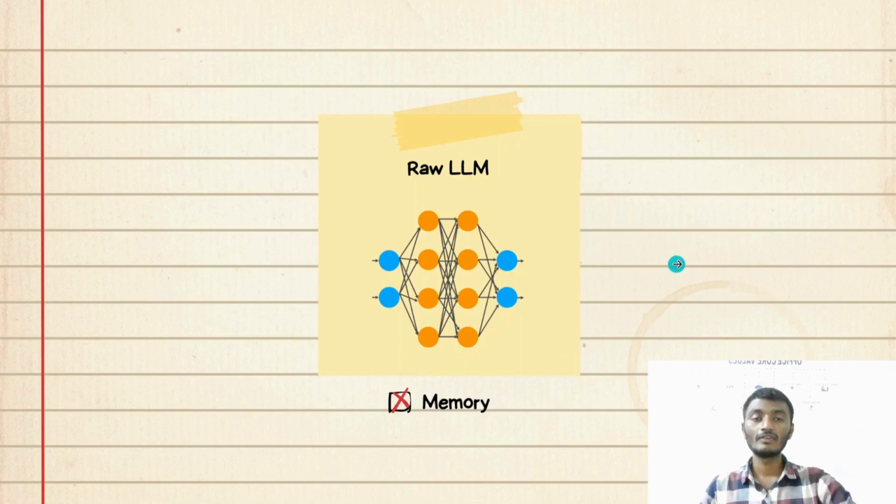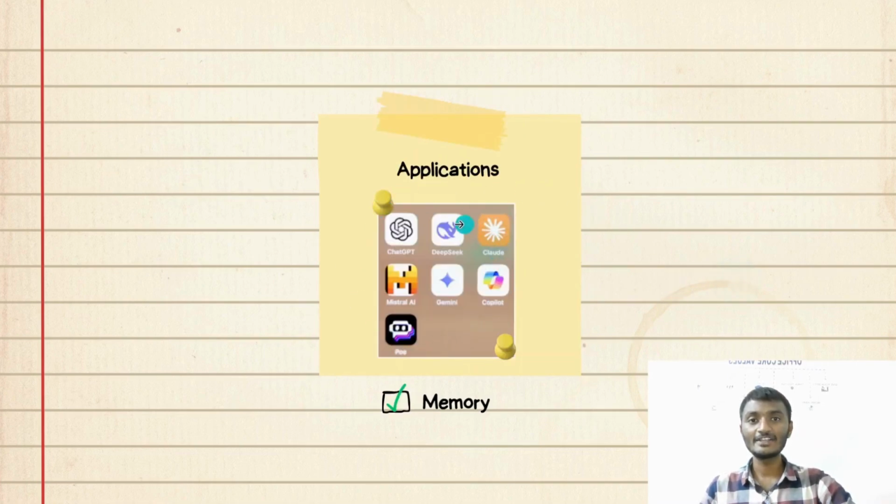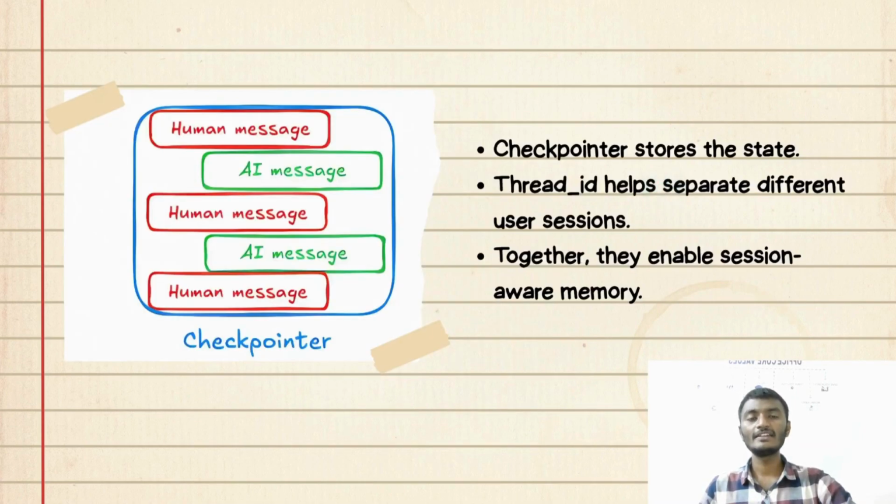That means when I ask a question to an LLM and further ask a follow-up question, it fails to answer it correctly. This is not the case with these applications because they implement something called session memory under the hood. It helps these applications maintain context within a session. We can implement this using LangGraph with checkpointer and thread ID.